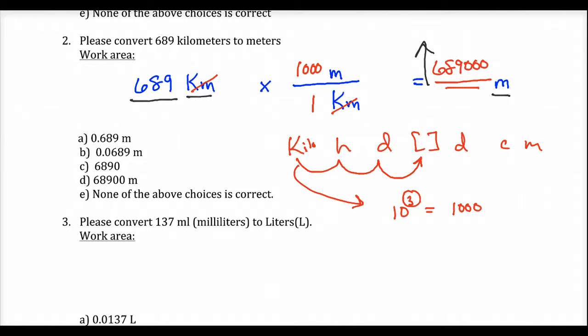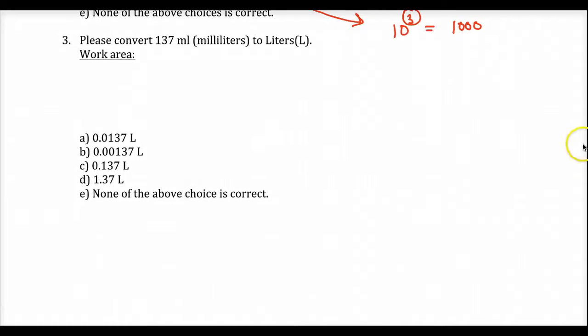Number 3. Please convert 137 to liters. So write the number given. 137 milliliters. Got to put the unit next to the number. Got to get used to that. We're timesing by a converting factor, and we're going to liters. Going to get rid of milliliters, so where does the milliliter unit go? Top or bottom? Of course the bottom. Liter goes on top. It's the unit you want.